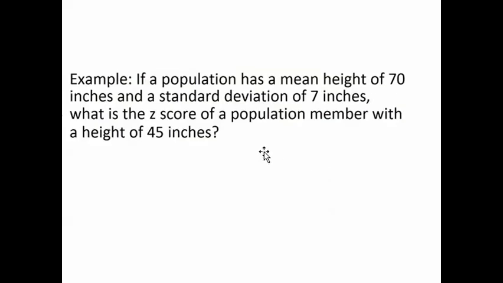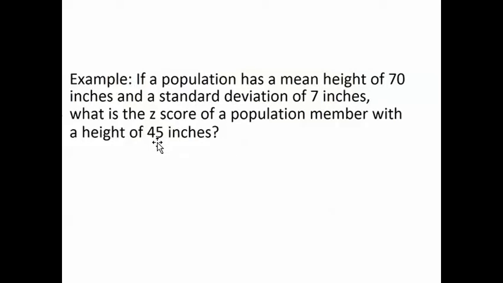Now let's go through an example of using the formula to calculate a z-score. So we have a person who's 45 inches tall, and that person is a member of a population that has a mean height of 70 and a standard deviation of 7. So the entire population that this person comes from has a mean of 70 and a standard deviation of 7, and this individual person has a height of 45. And we want to find out this person's z-score.